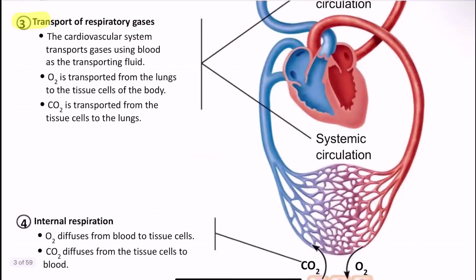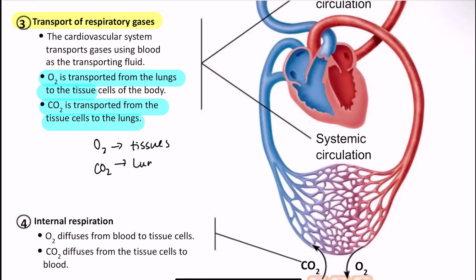The third thing we do is we need to transport those gases. So now that oxygen has entered, then we need to transport it. So oxygen is transported from the lungs to the tissues, and CO2 is transported from the tissues to the lungs. So oxygen goes to the tissues, and CO2 goes out the lungs.